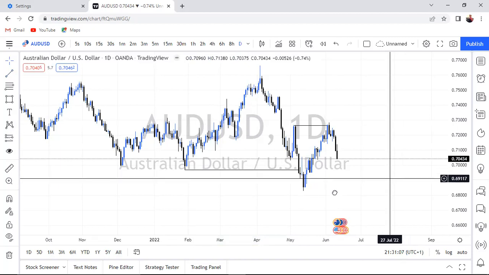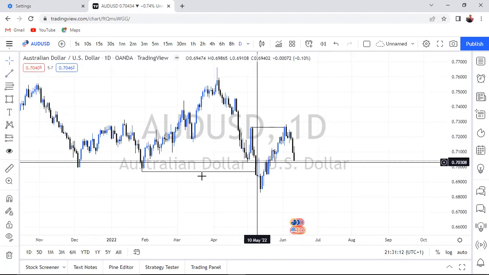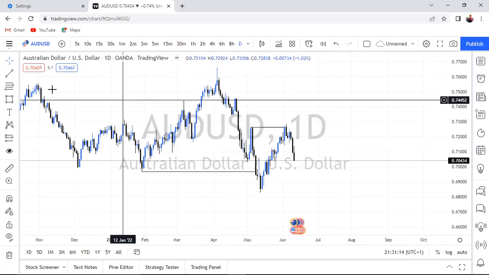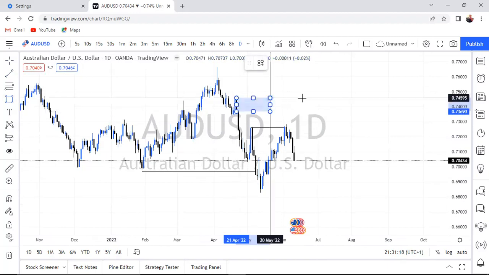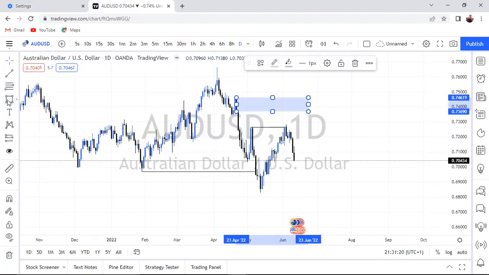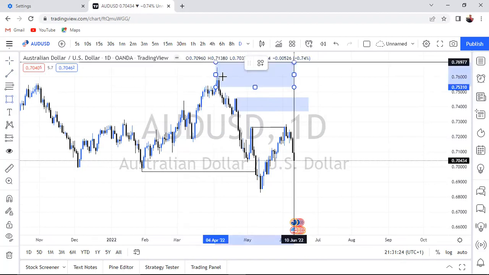Are you getting it? Just looking at the bigger picture, not restraining myself to this little picture. So this was a break of structure. And this is a valid order block here. This is another valid order block here.